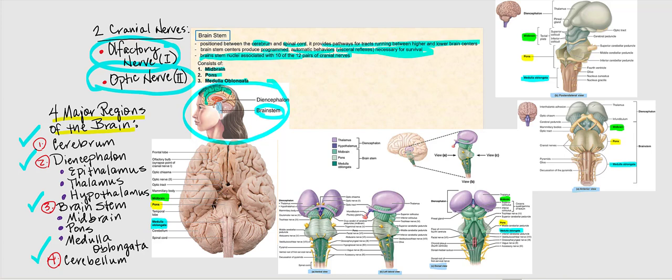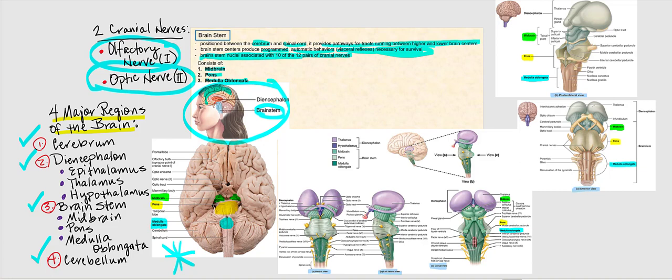So we'll begin with this image right over here. This is showing us the inferior surface of the brain. So imagine that we're looking up. Once again, the brainstem consists of the midbrain, which I'll highlight in this light green highlighter, the pons, which I'll highlight in yellow, and the medulla oblongata that I'll highlight in my blue highlighter. So once again, this is the brainstem.